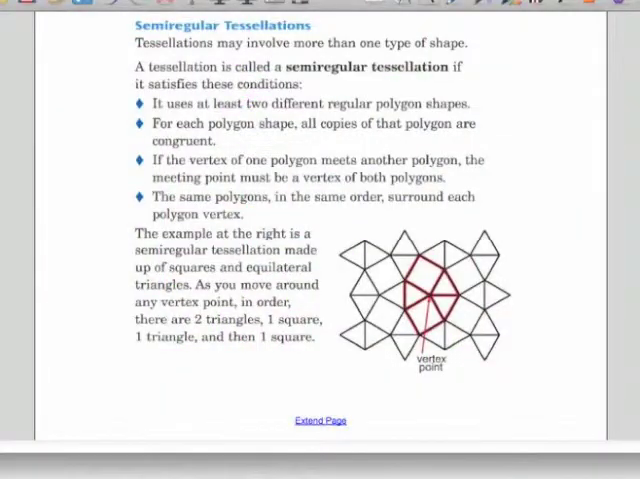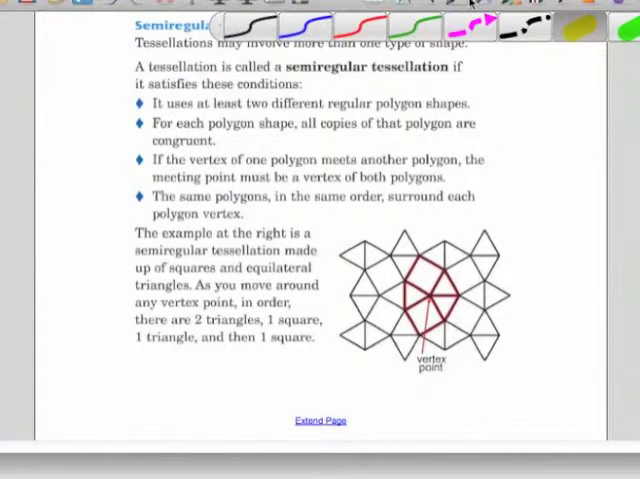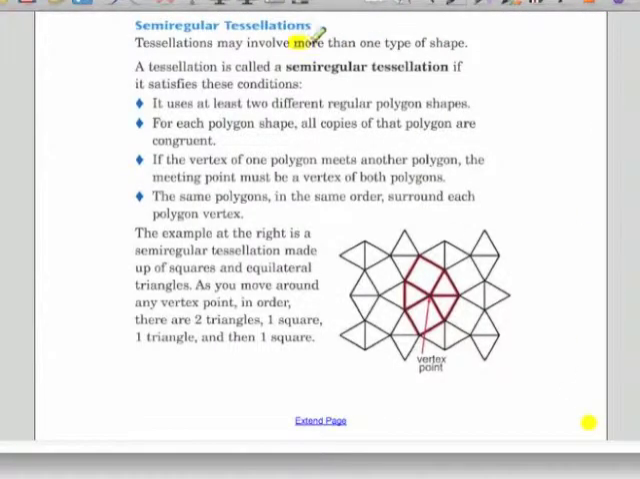Okay, the next kind of tessellations I want to talk to you about are semi-regular tessellations. Semi-regular tessellations involve more than one shape. Okay, more than one shape. These kind of tessellations can be called semi-regular tessellations if they do these things. Okay, it has to have two different regular polygon shapes. Okay, so the last one just had one shape. This one has two regular shapes.